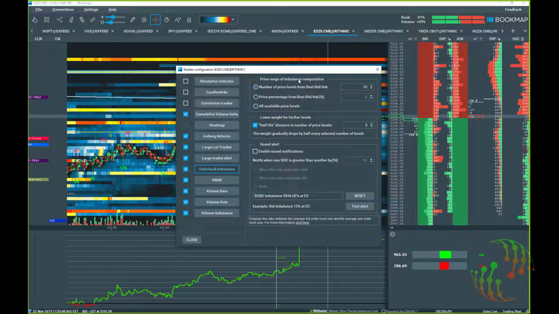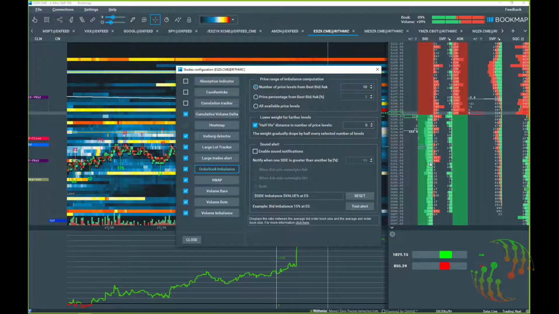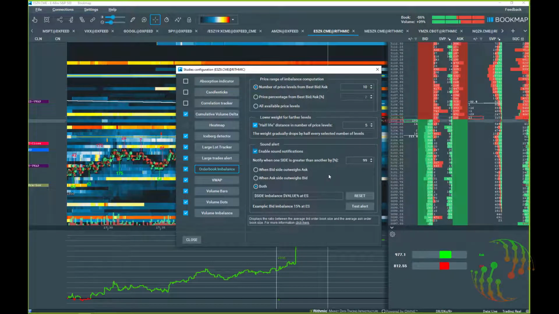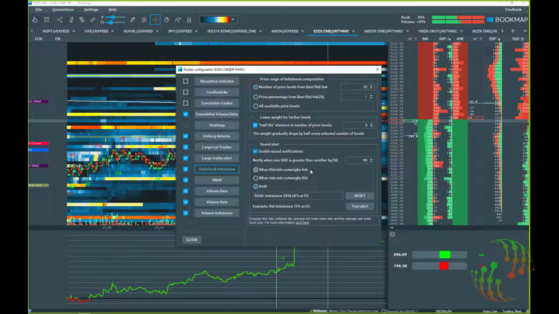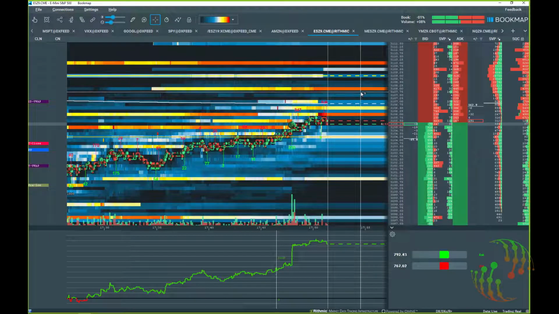The price range of imbalance computation is the first 10. That means I'm looking at the last 10 price levels, weighting the last 5 levels more than the remaining levels. And I can also enable the sound. When the imbalance is bigger than 99% on either the ask or bid side, for example a bid imbalance of 15%, then I get an alert.